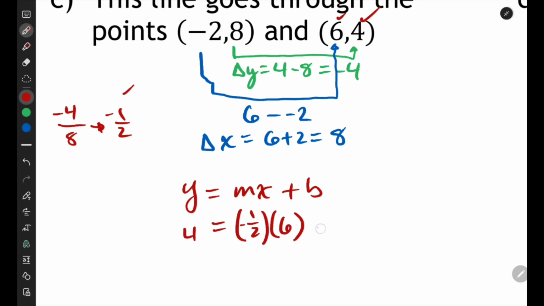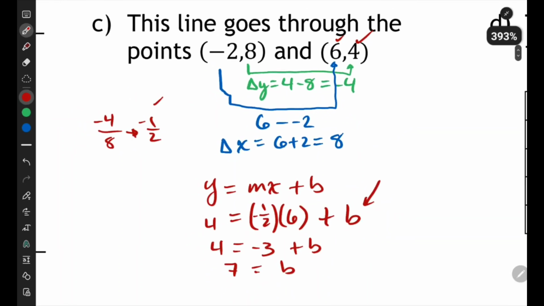So I've got all the things in there. I just need to figure out what this is, my y-intercept. 4 equals -3 plus b. And if I add 3 to both sides, I believe that my y-intercept is at 7.